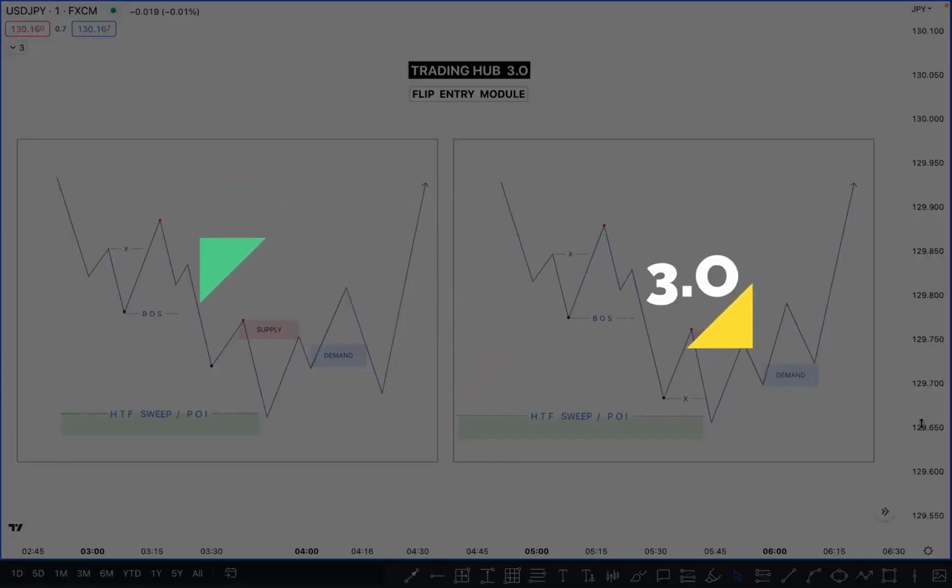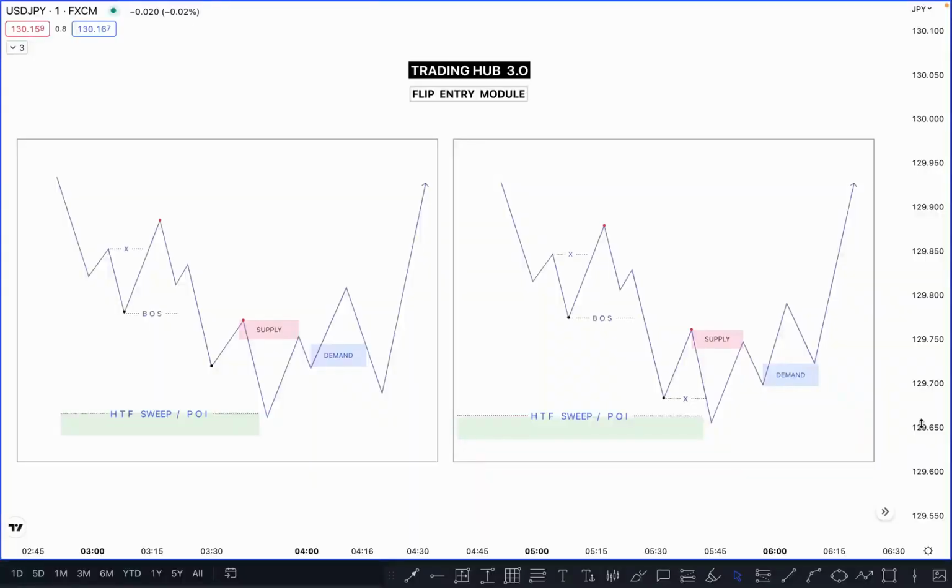In this chapter, we are going to learn what is a Flip NT module, which is the next part of the NT module, how you can apply it in a lower time frame, how we can identify it, and what criteria you should follow before the buy and sell.